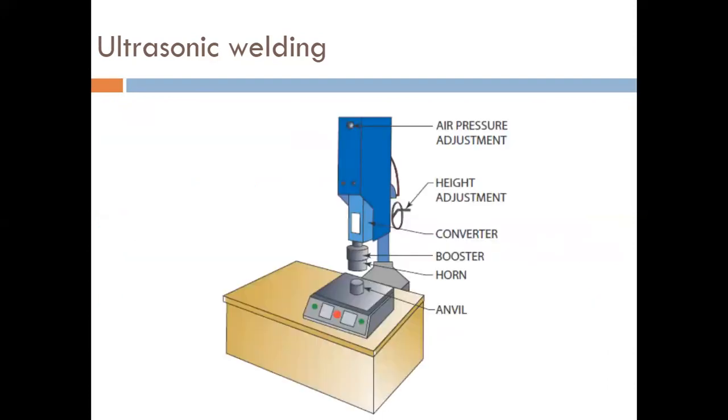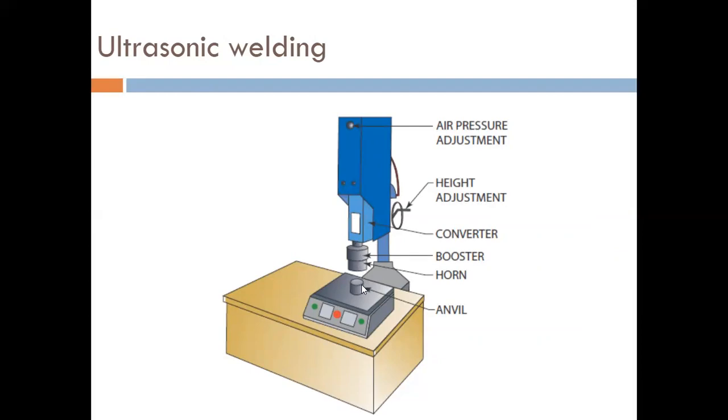So here you can see the figure of the machine which is used for ultrasonic welding. Here you can see there is some arrangement. This arrangement is to generate the high frequency vibrations. The arrangement above, which has air pressure adjustment and height adjustment, will create high frequency vibrations of this booster and horn.